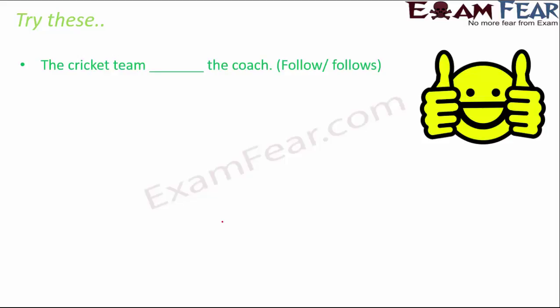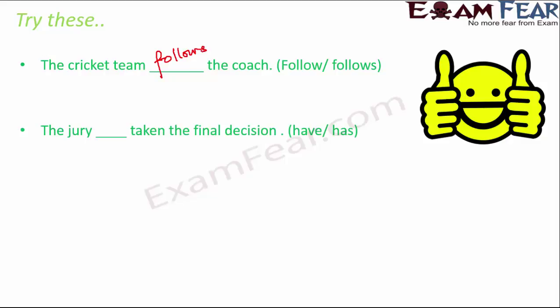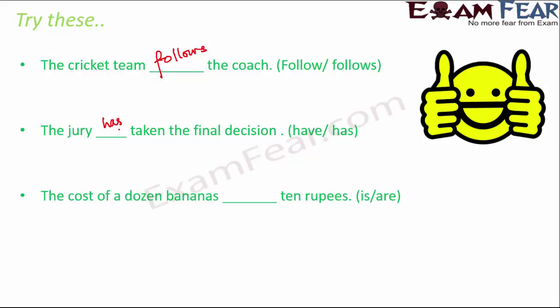Let's try out a couple of examples. The first one, the cricket team dash the coach. So here we are talking about the entire team as a whole. We are not talking about individual members. So therefore, singular verb will be used. That is, the cricket team follows the coach. The jury dash taken the final decision. So here again, the jury has collectively taken the final decision. So the jury is representing a whole. So a singular verb will be used. That is, the jury has taken the final decision.